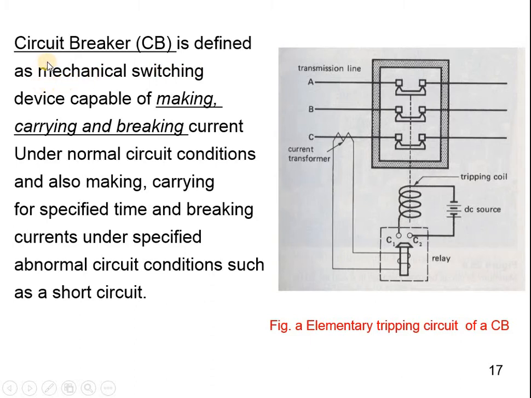A circuit breaker is defined as a mechanical switching device capable of making, carrying and breaking the current. So we can make the current, we can carry the current and we can break the current also, under normal operating conditions, and also making and carrying for a specified time and breaking the currents under specified abnormal circuit conditions such as short circuit or fault.